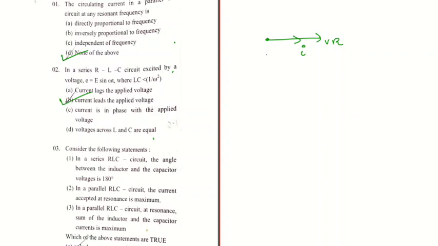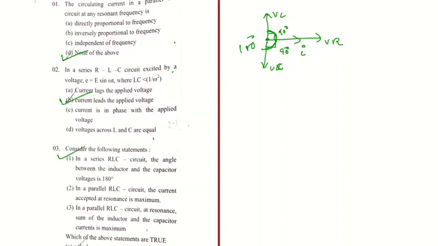And we know that in an inductor, voltage leads the current by 90 degree. So our VL is actually here, 90 degree. And in a capacitor, current leads the voltage by 90 degree, or voltage lags behind the current by 90 degree. So VC will be here, 90 degree. That is, the total angle between VL and VC, which is what is asked here, is 180 degree itself. So the first statement is correct. Now move on to the next statement.